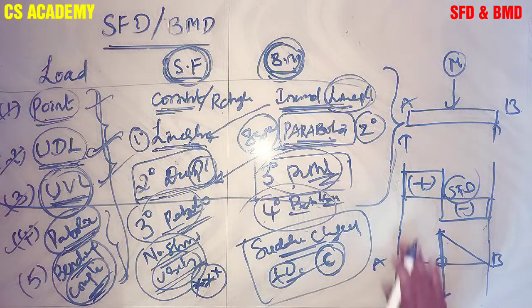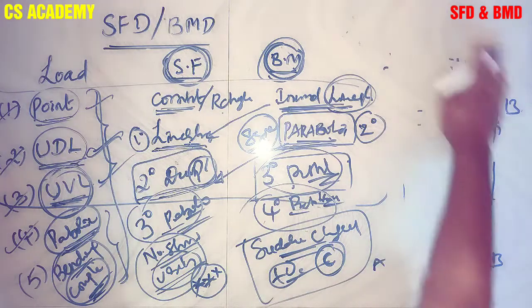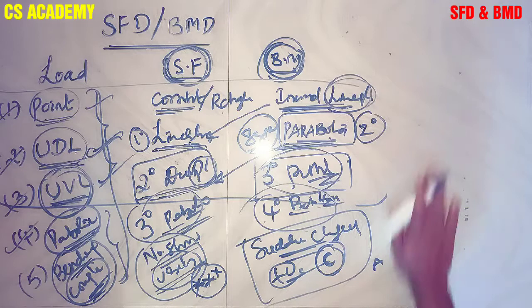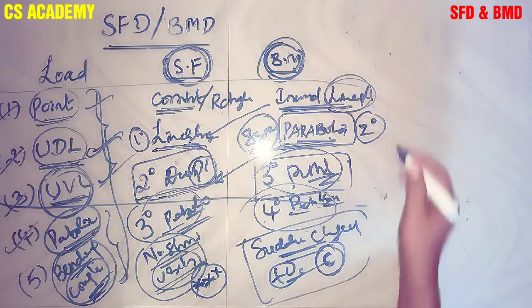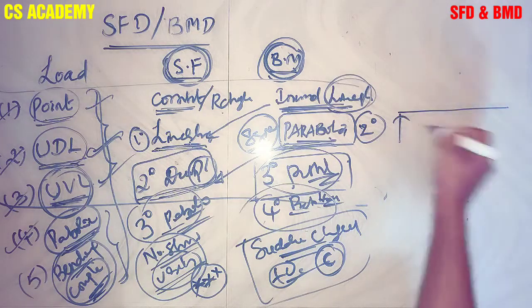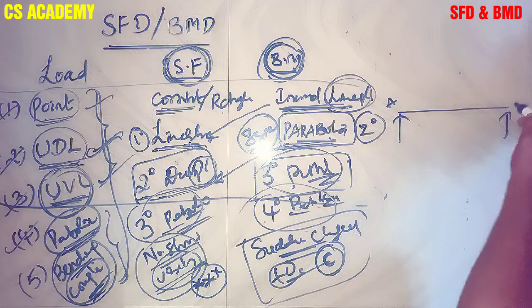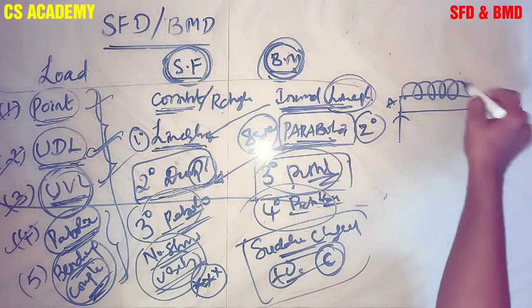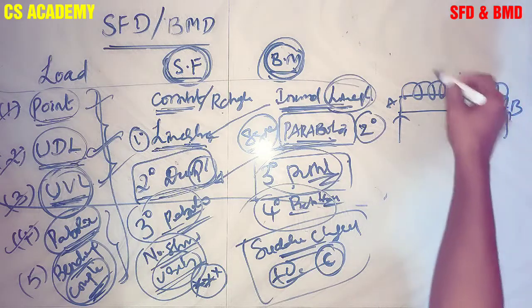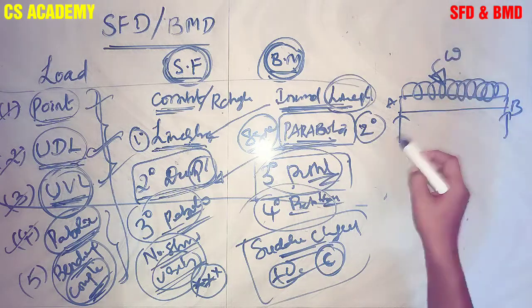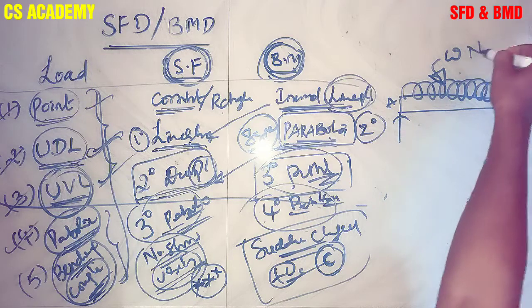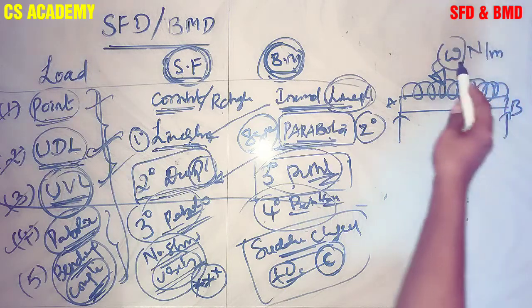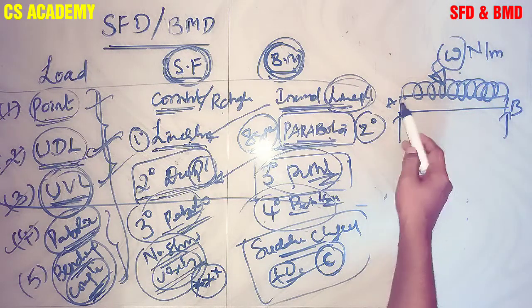So here I want to let you know one simple thing, that is how the conversion of the uniformly distributed load and uniformly varying load is done. Let us consider this is the beam which is having ends A and B. Some uniformly distributed load is acting on this beam like this. This load is W, and we denote it with units of Newton per meter. This load is the distributed load, which means the load is distributed with respect to length.